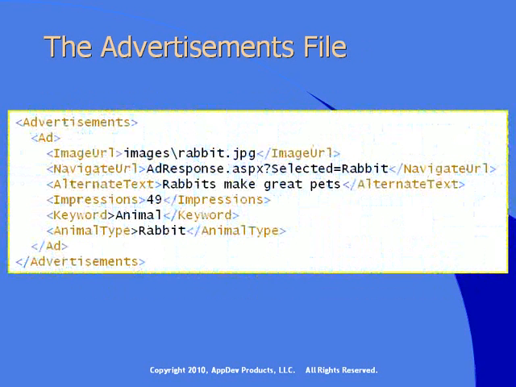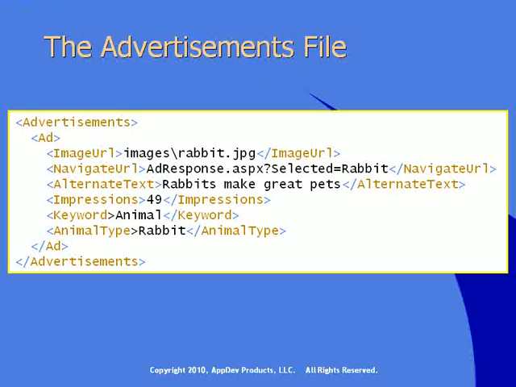The XML file might look something like this. In this case, we have our advertisements, main element, and then for each image we have an add element. There'll be multiples of those, one for each image. In this case, we supply the image URL, which tells it where to find the URL, a navigate URL, which tells it where to go.